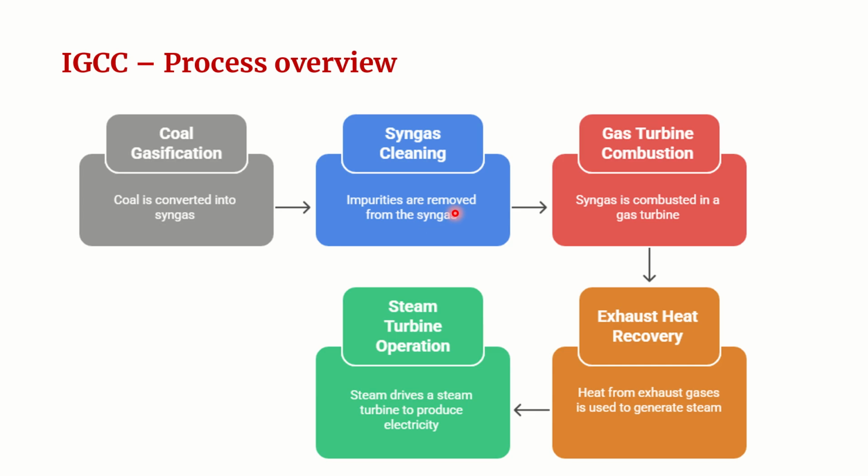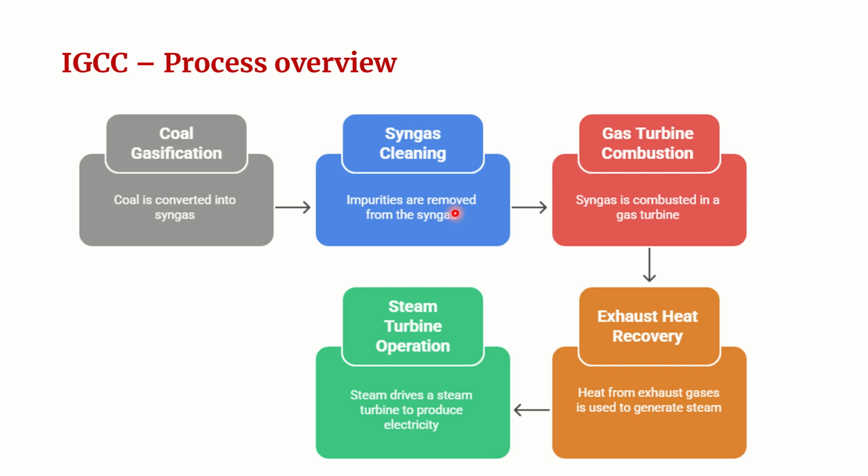Then the second part, syngas cleanup. The raw synthetic gas is cooled and then passed through a series of cleaning units. This is a critical advantage over pulverized coal power plants, as cleaning a pressurized syngas stream is more efficient and effective than cleaning large volumes of hot flue gas.